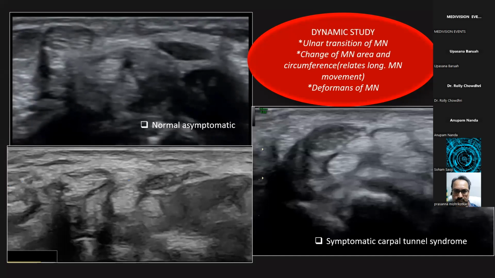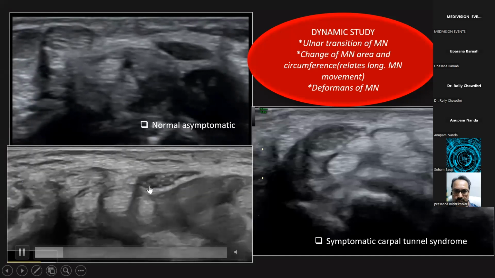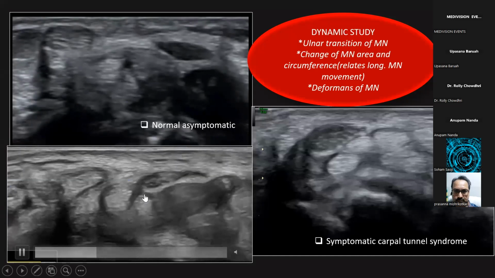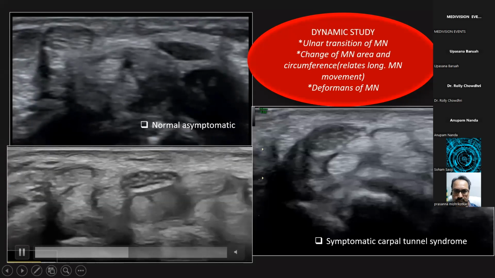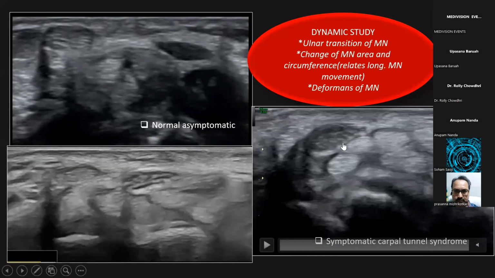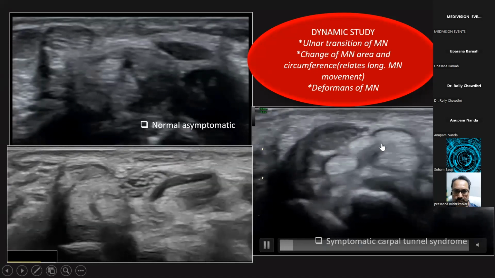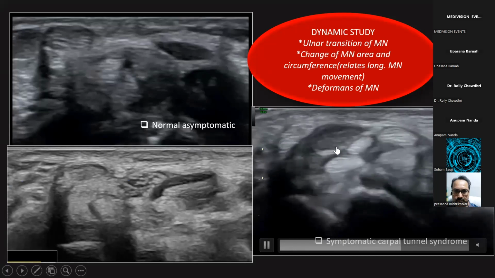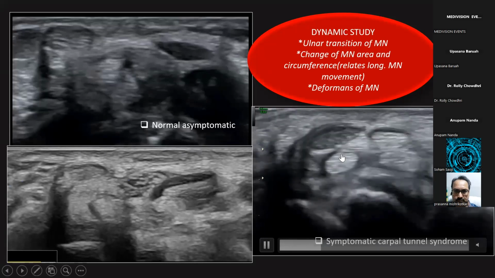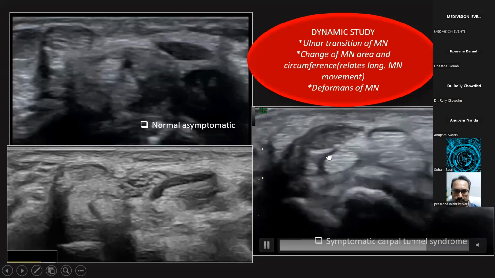Even in some studies, they are trying to assess the severity of the disease depending on how much the median nerve travels on the dynamic study with the flexion extension of the hand. Look at the deformation of the shape of the median nerve. It can easily flatten and expand, but in a symptomatic carpal tunnel syndrome, it is not seen. The movement is restricted, and it usually doesn't change shape, and it becomes very rigid.